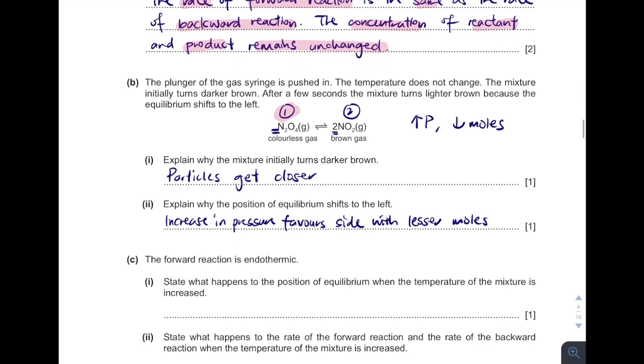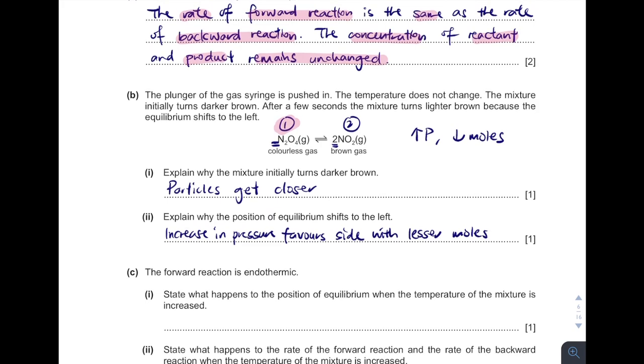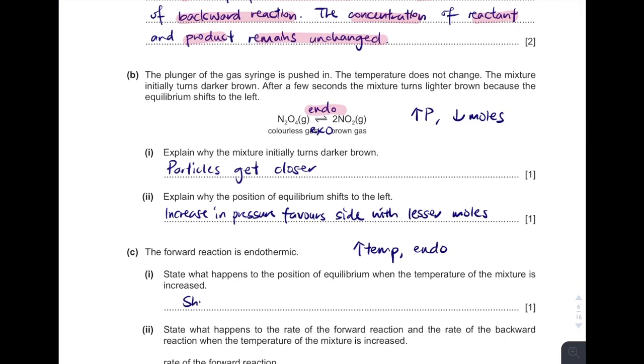Alright, the next one. It's given here that the forward reaction is endothermic. Which means if forward is endothermic, backward is exothermic. State what happens to the position of equilibrium when the temperature increases. An increase in temperature will always favor the endothermic reaction. A decrease in temperature favors the exothermic reaction. So increase in temperature favors endothermic. Which side is endothermic? The forward reaction, isn't it? So the position shifts to the right, because the forward reaction is endothermic.